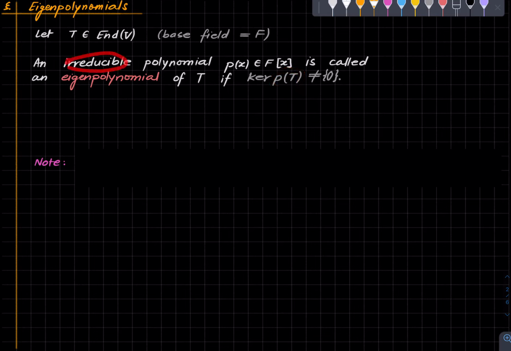So irreducible is important here. An irreducible polynomial is called an eigenpolynomial of T if it has a non-trivial kernel. Well, I shouldn't say the polynomial has a non-trivial kernel. I mean the corresponding endomorphism has a non-trivial kernel. One thing I want to emphasize is that this terminology is not standard.